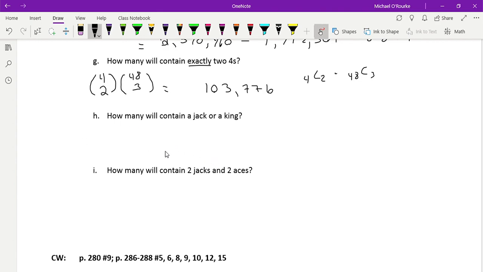Oh, here's one KJ's been waiting for. I want to see if you can write this formula down for me. How many will contain a jack or a king?